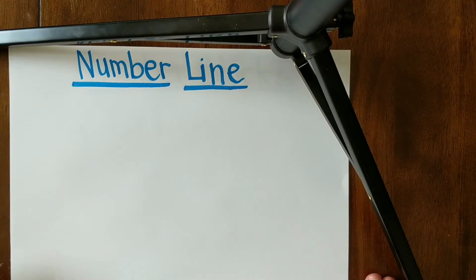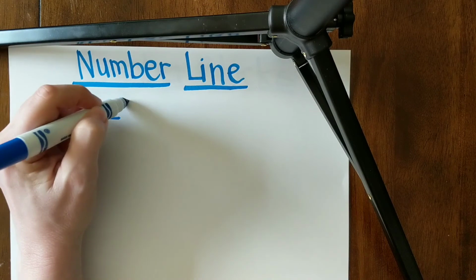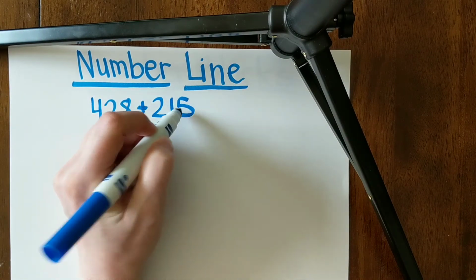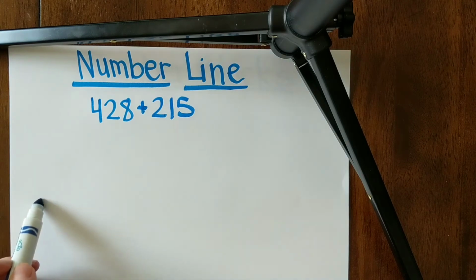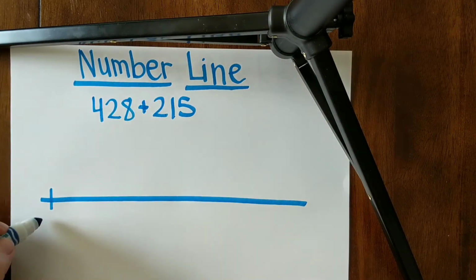Now, a different strategy that might work for your child is a number line, okay? And I'm gonna be totally honest, I had never seen this strategy until I had to teach it, okay? But once I saw how it worked, and honestly in our classroom, many of the kids love the number line strategy, okay? So using that same problem of 428 plus 215, I'm gonna just make a line, doesn't matter. I'm gonna start at my 428.